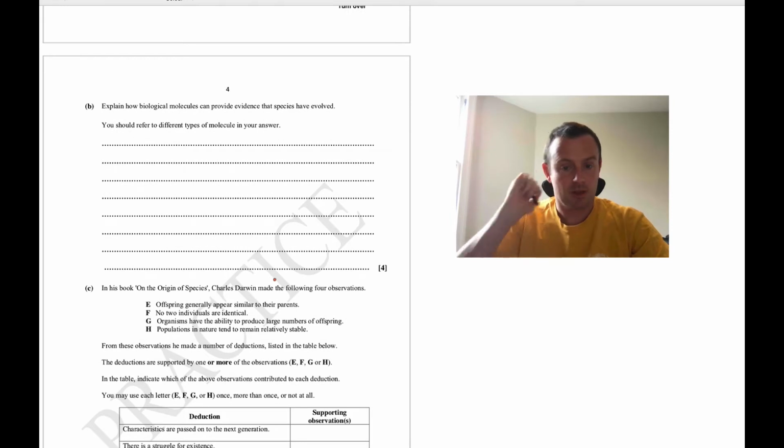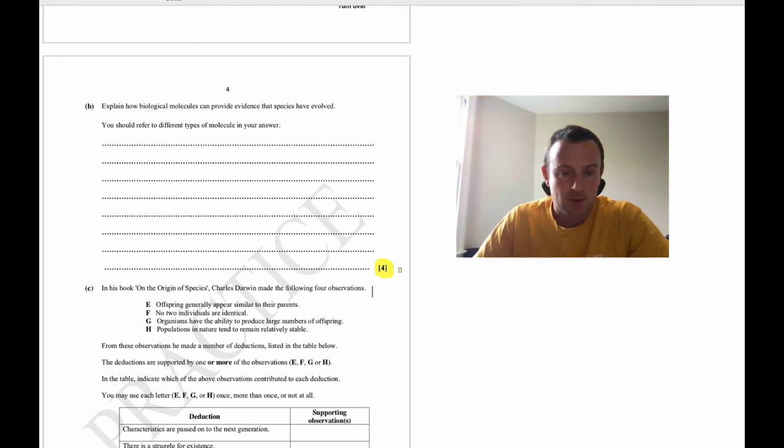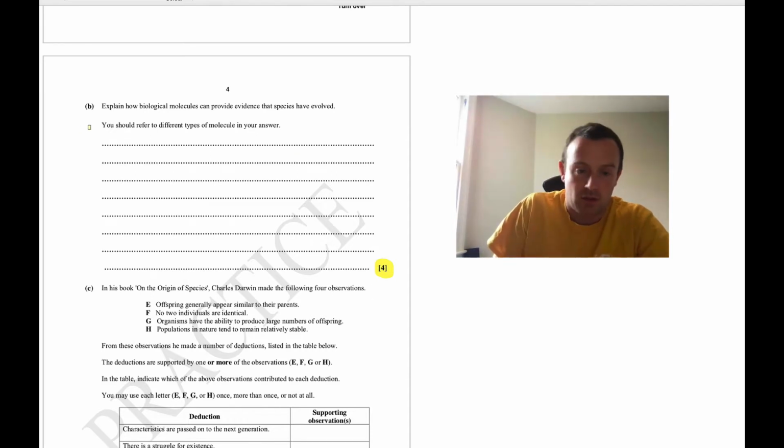Right, this one. It's a 4-marker, okay? So that's important, 4 marks there. You want to say 4 things. It says, explain how biological molecules can provide evidence that species have evolved. Then it gives you massive clues: you should refer to different types of molecules in your answer. Okay, so what different types of molecules can we use?